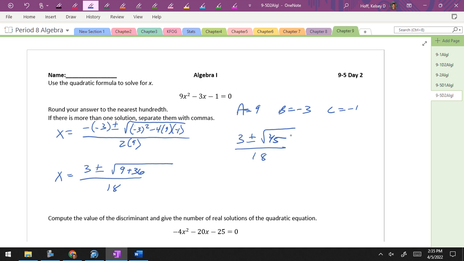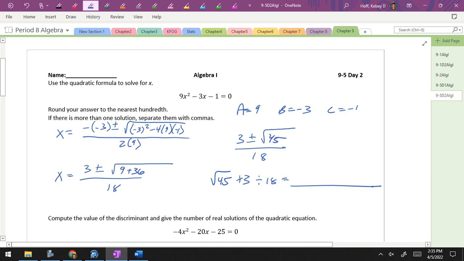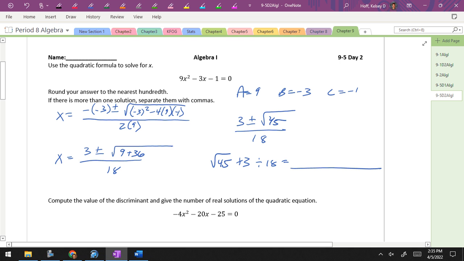I know not everybody has their laptop. If you have your laptop, go ahead and log into it. Those of us that have a calculator, really we want to take the square root of 45. Do not round it. And add 3. Then divide that by 18. 0.54. So, oh, it does say 100. Good catch. And then the second answer is negative square root of 45 plus 3 divided by 18.